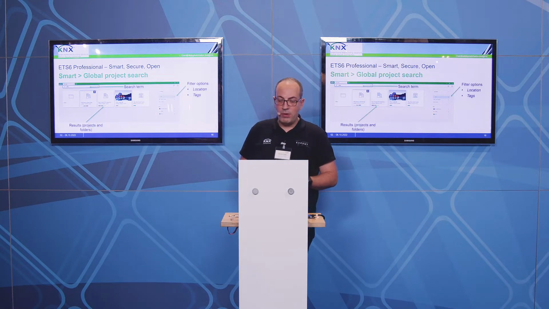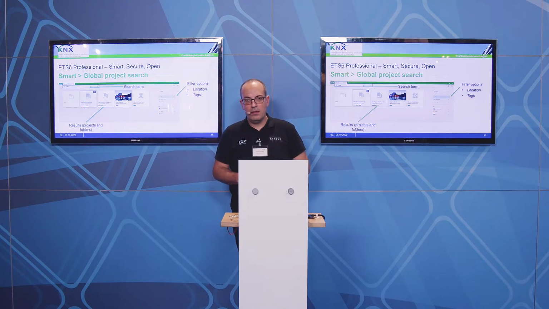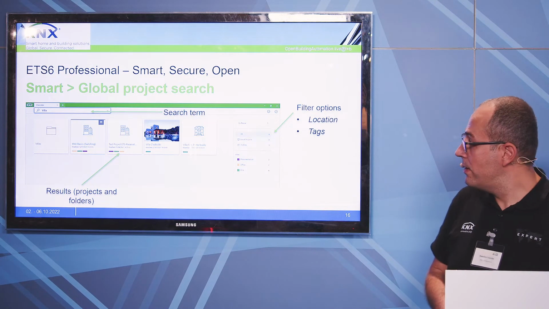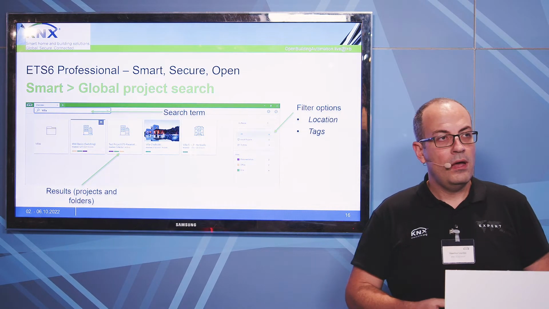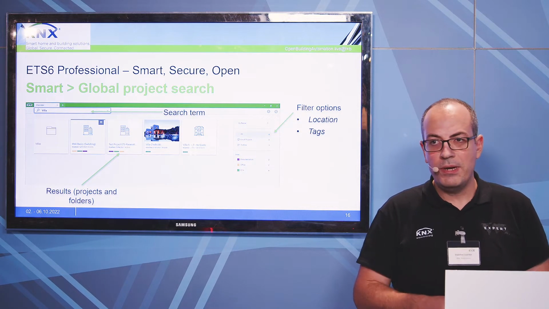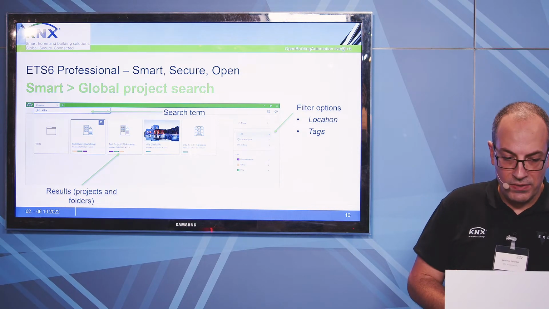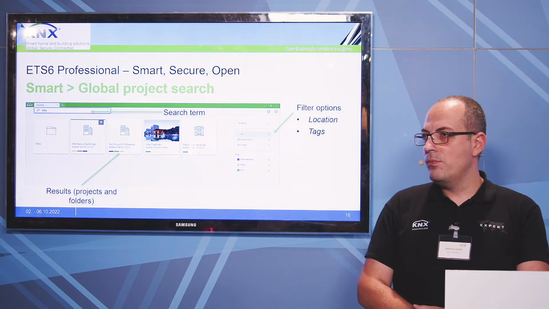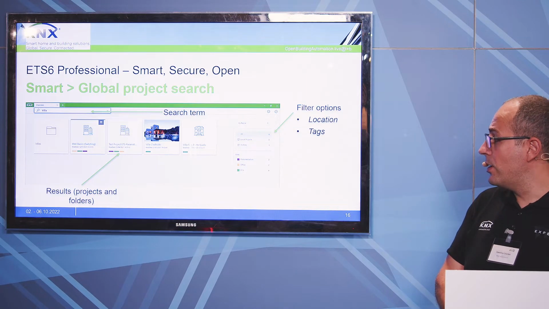Moreover, we now have a global project search that can be accessed just by clicking on top of ETS6. What can be seen is that if you're looking for a project amongst many projects, you can simply type in some of the project information, and then ETS will return all the possible results, either projects from the local project store or projects from the archive.